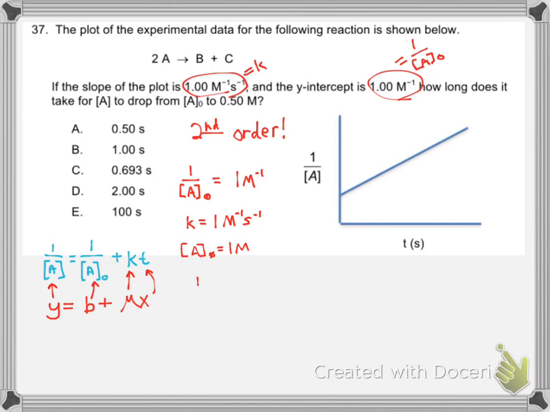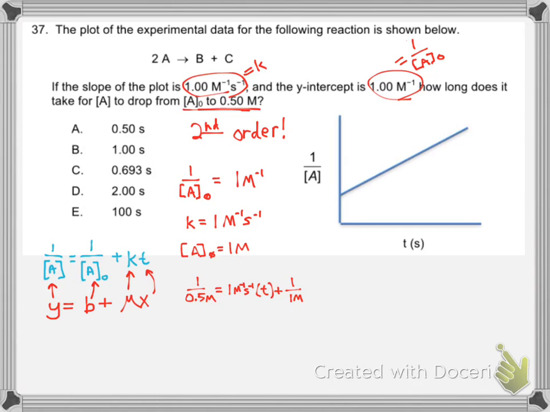And now let's plug everything into our second order integrated rate law. So 1 divided by concentration, which we see here in the problem prompt. We want to know how long it's going to take to get to 0.5 molar. So we're going to say 1 divided by 0.5 molar is equal to k, which is 1 molar to negative 1 seconds to negative 1, times t, which is what we're solving for, plus 1 divided by the initial concentration, which is 1 molar.